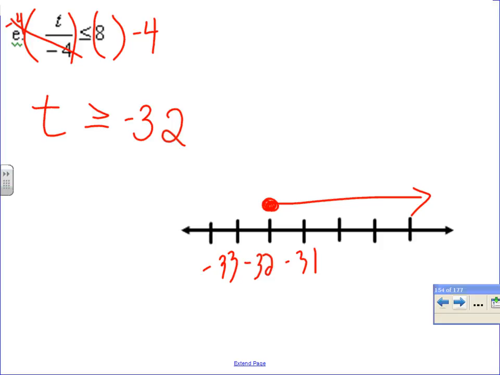Questions on that? Charles? Yeah. As long as your number line, the numbers are getting bigger to the right and smaller to the left, I don't care how you scale it. That's up to you guys.